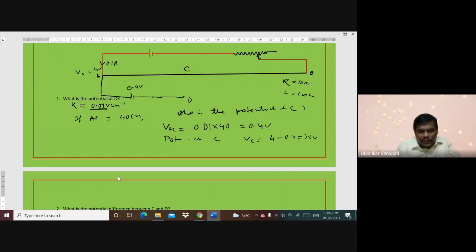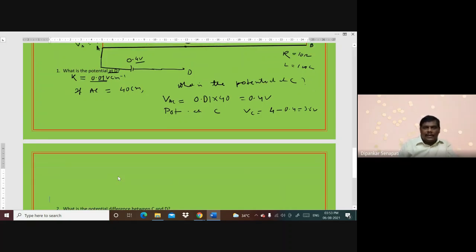What is the potential at D? That is the question. If this is 0.4 volt, what is the potential at D? I hope you can answer easily. The potential at D, VD, we can write, starting from VA minus the drop here. This is the drop of potential 0.4 volt, the fall in potential, that is 4 volt minus 0.4, 3.6 volt.